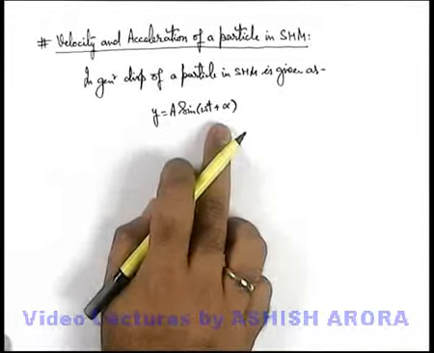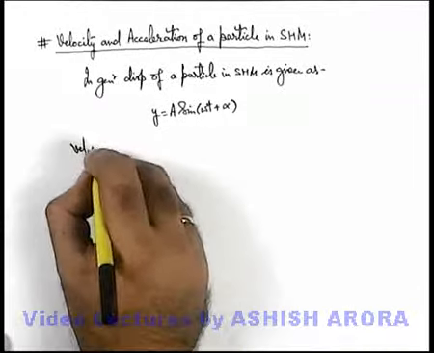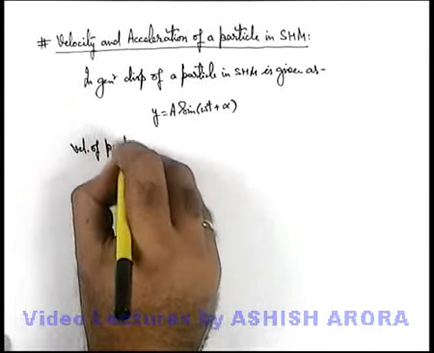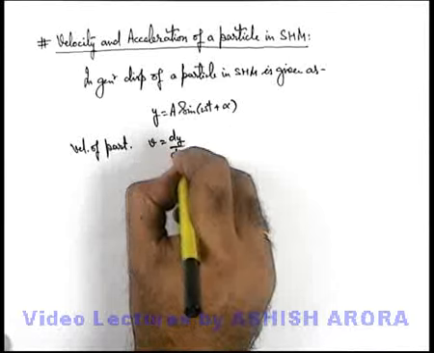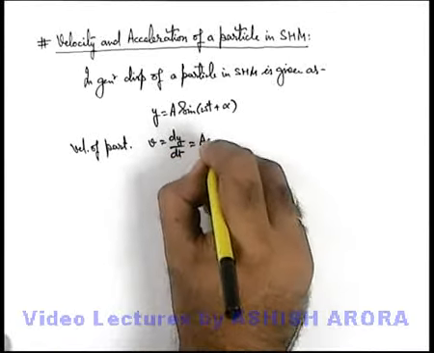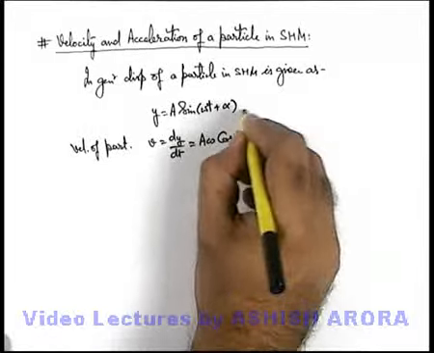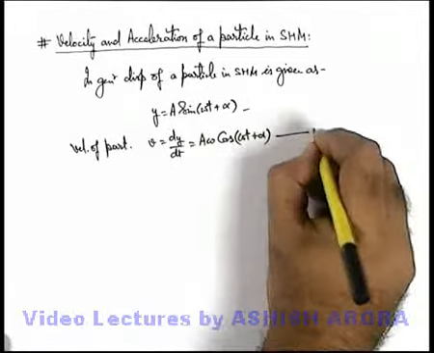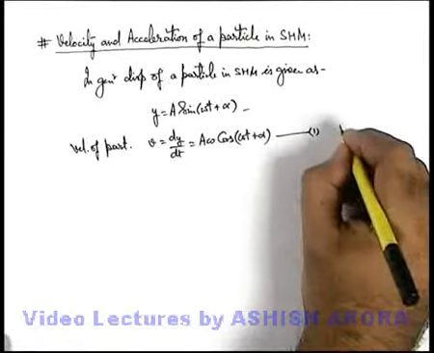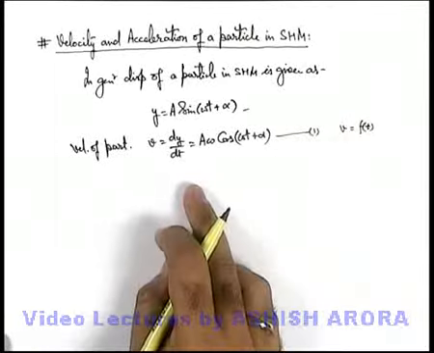And if this is the displacement as a function of time, the velocity of the particle can directly be calculated as dy by dt, which gives us a omega cos(omega t plus alpha). We have just differentiated the expression with respect to time. This is expression 1, which gives us velocity as a function of time during SHM of a particle.